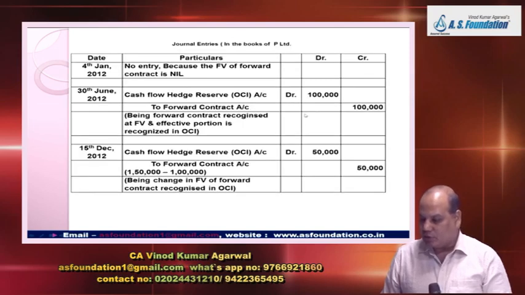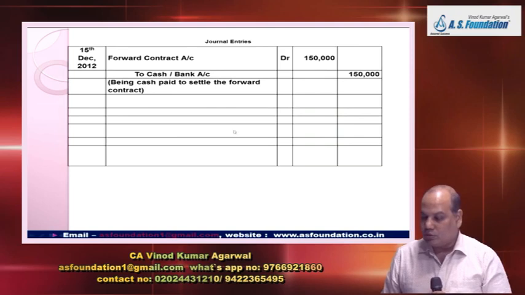Then we'll pay the liability. 1 lakh and 50,000. Total amount payable in forward contract is 1,50,000. We are on the losing side because probably the exchange rate must have gone up above 80, and therefore we are required to pay the difference, which they have calculated for us, 1,50,000.